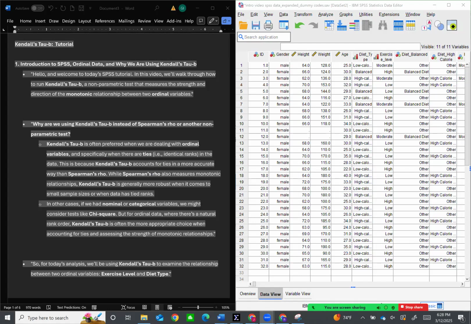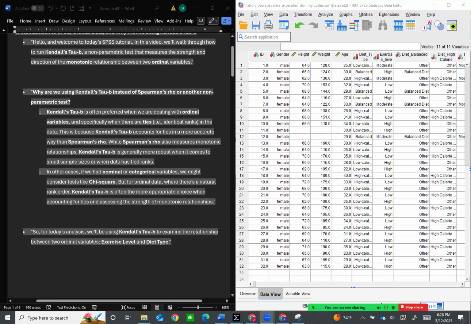So while Spearman's rho is a correlational test that measures a monotonic relationship, Kendall's tau is more robust when it comes to a small sample size, or again, like I said, when the data has tied ranks.